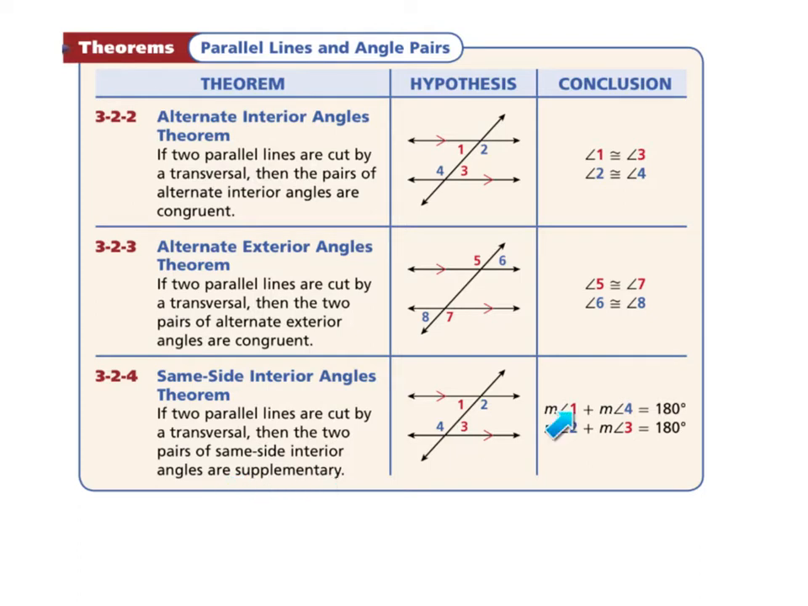Now, notice here that same side interior angles, we can say the measure of angle 1 plus the measure of angle 4 is equal to 180 because it says that they're supplementary. And we know if two things are supplementary, their measures add up to 180 degrees.